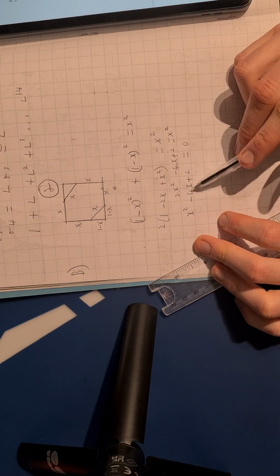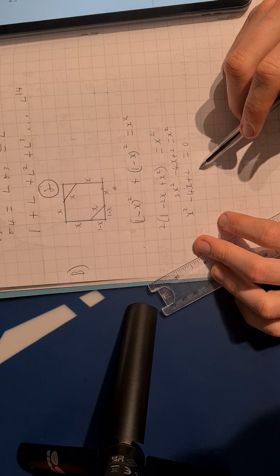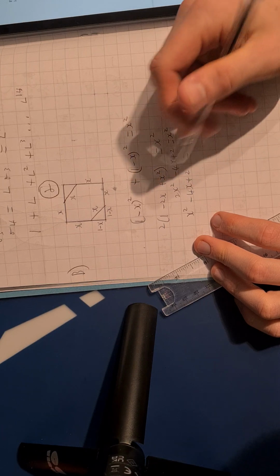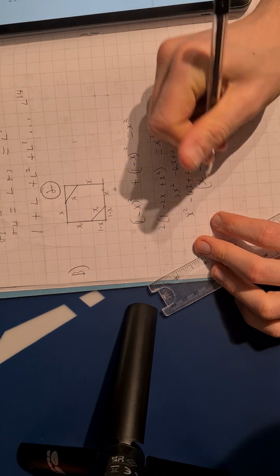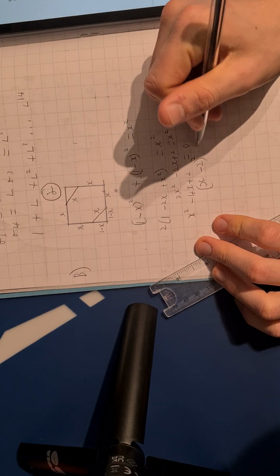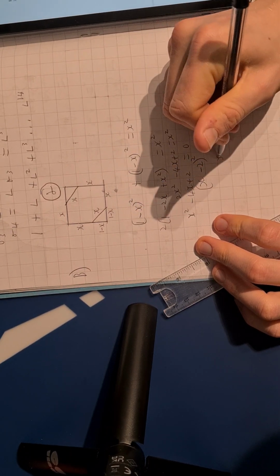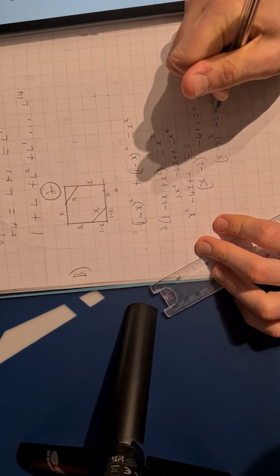Alright, so times to make 2, times to make 2, add to make minus 4. I don't think that's going to be a very nice number to work with. We'll complete the square and see what happens. x minus 2 squared minus 4 plus 2 equals 0. So x minus 2 squared minus 2 equals 0.